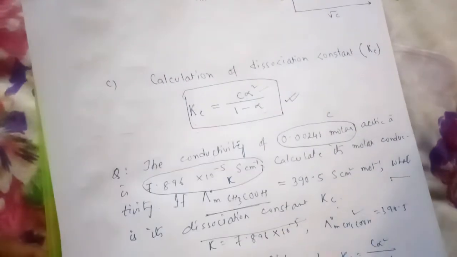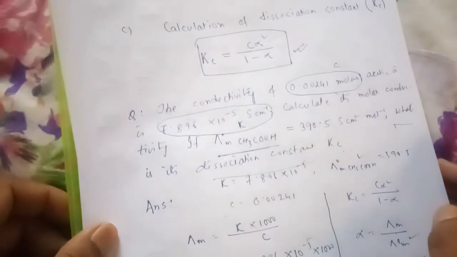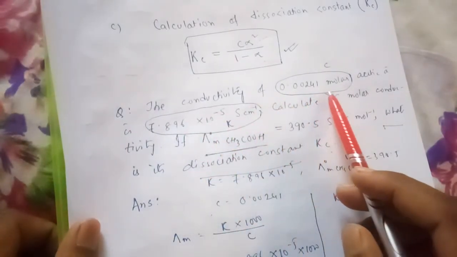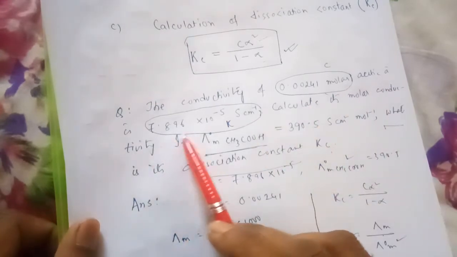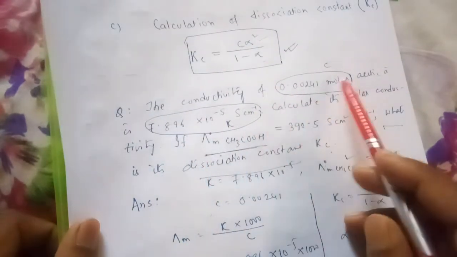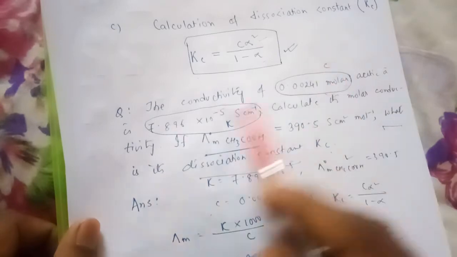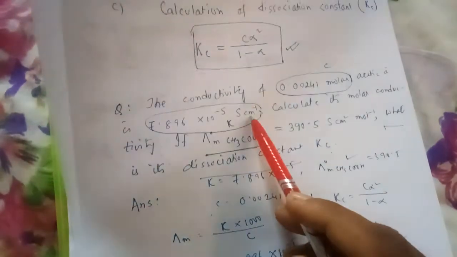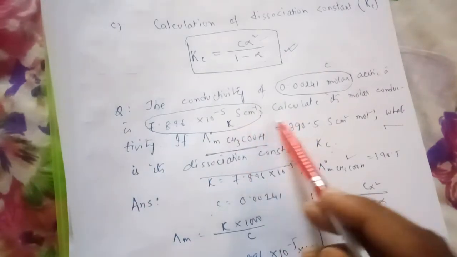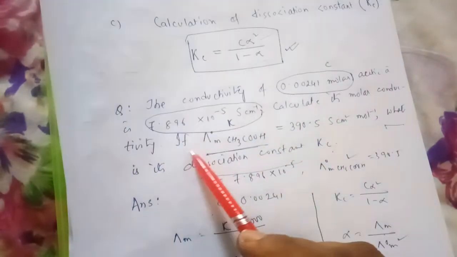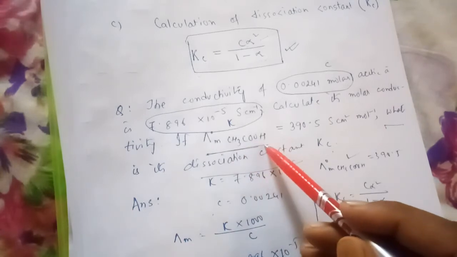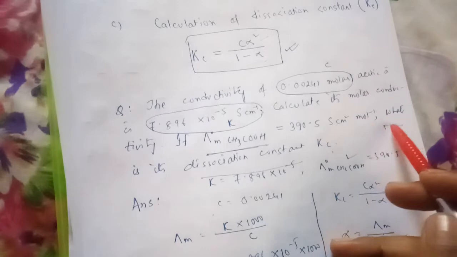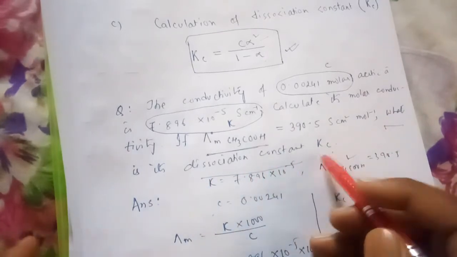Now we are solving one important problem on the basis of that. The conductivity of 0.00241 molar acetic acid, molar means moles per liter, means concentration, is 7.896 into 10 to the minus 5 Siemens cm inverse. This is called kappa. Calculate its molar conductivity if the limiting molar conductivity of CH3COOH is 390.5 Siemens cm square mole inverse. What is the dissociation constant Kc?